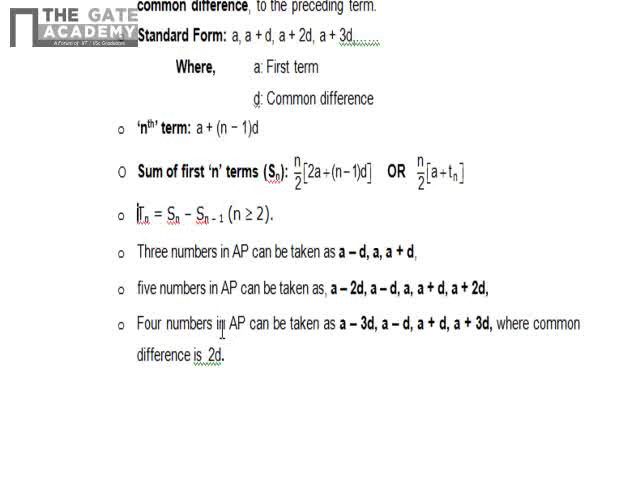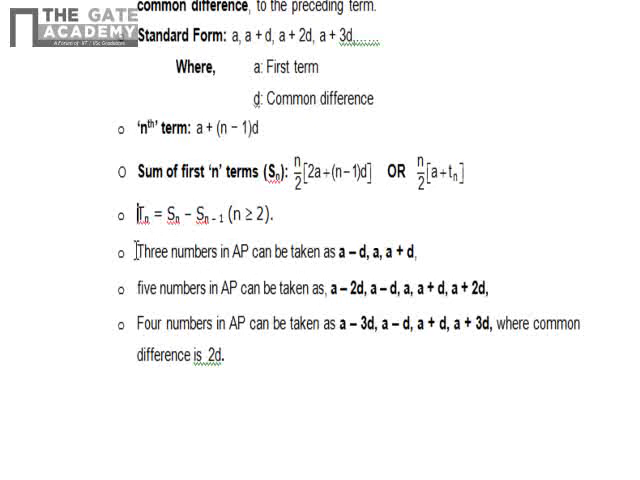In any series, if you want to find the nth term, then you can subtract Sn minus 1 from Sn. Sn is the sum up to the first n terms, and Sn minus 1 is the sum up to the first n minus 1 terms. Many times there are problems based on arithmetic progression where we have to assume 3 numbers, 4 numbers, or 5 numbers which are in AP. So to ease our calculations, we'll assume such numbers so that our calculation is very easy.